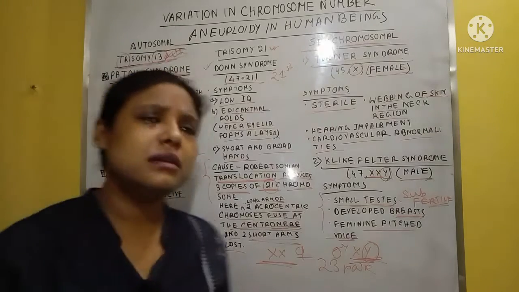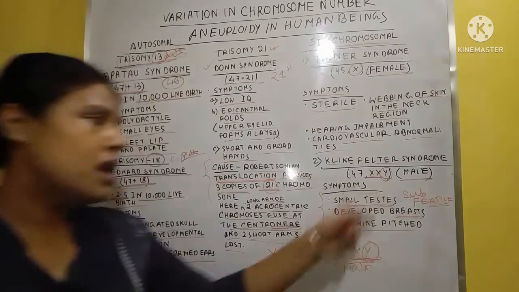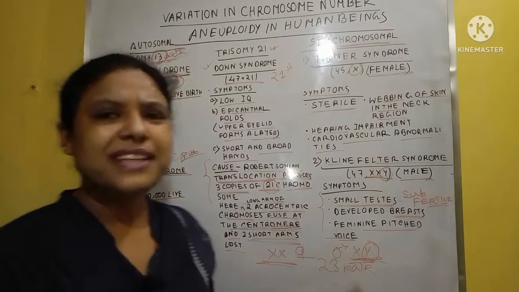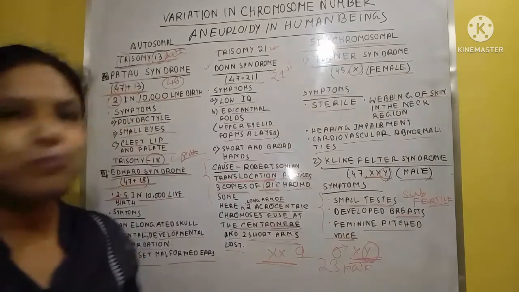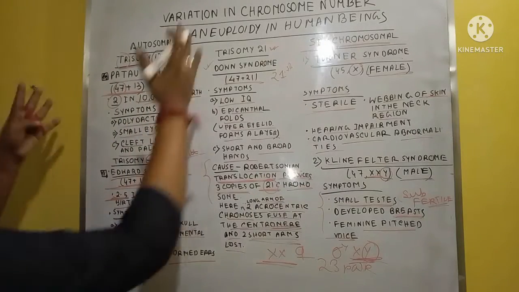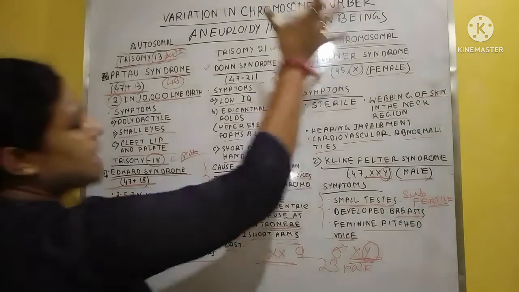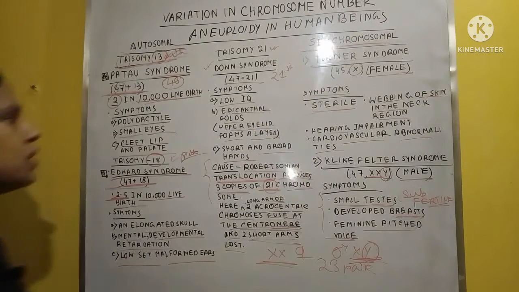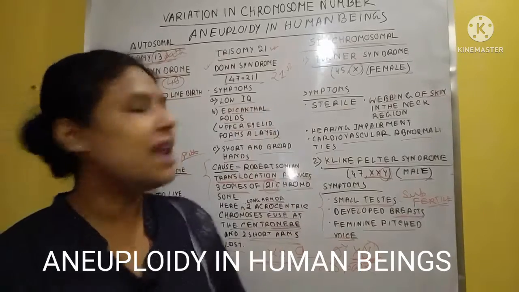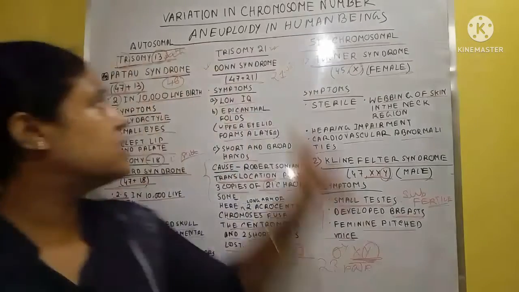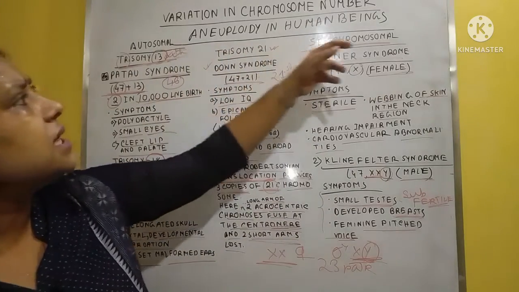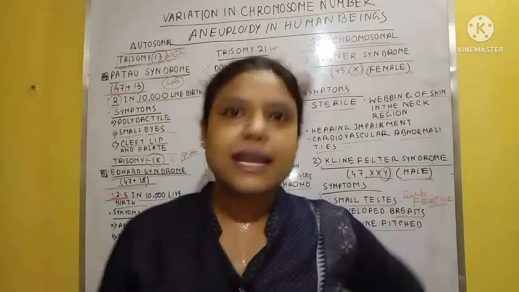You can follow any book related to genetics. You can see the other symptoms also. I just wrote the main important symptoms that are actually seen in this type of patient. Clear? So these are the autosomal diseases and these are the sex chromosomal diseases, and I think you can properly understand them. This is a very easy topic. So you just learn it and you can understand it. So today's topic is related to aneuploidy in human beings.